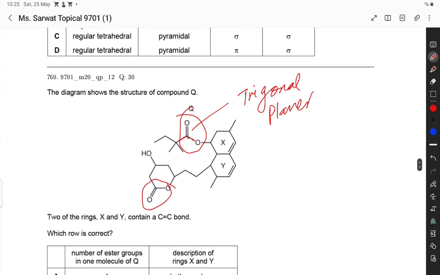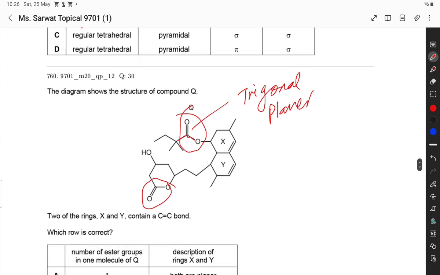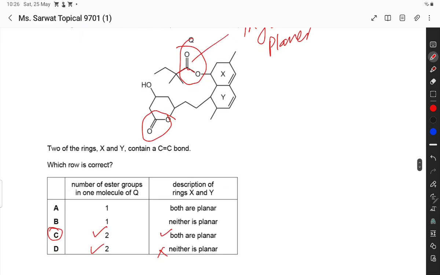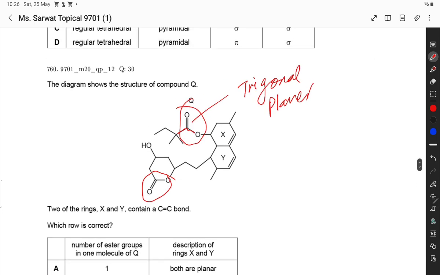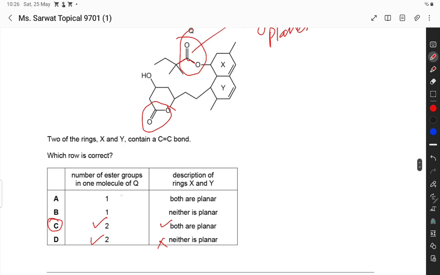Next question is, the diagram shows the structure of compound Q. Look here girls, this is the structure of compound Q, and 2 of the rings, X and Y, contain a carbon to carbon double bond. Which row is correct? So, we have to find out the number of ester groups in one molecule of Q, and the description of rings X and Y.